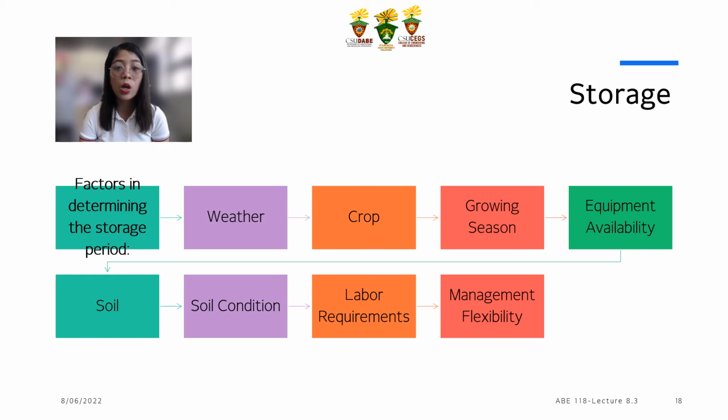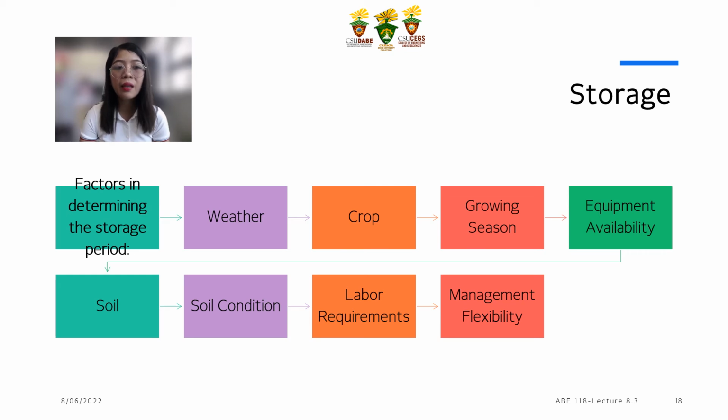So if the storage period is too long, it may result in an unjustified expenditure for our facility. So there are many factors involved in determining the storage period. They include the weather, the crop growing season, the equipment availability, the soil condition, labor requirements, and the management flexibility, no?